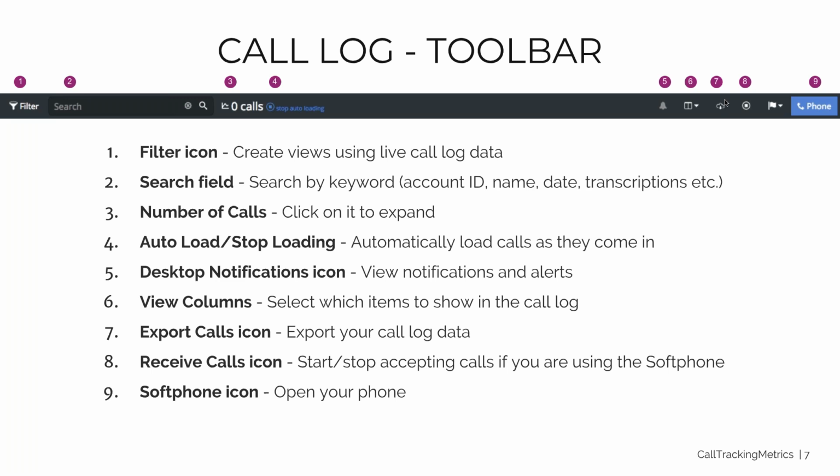Number 7 here, this is going to be the export of the call log. We offer a few different formats where you can export it. We'll be covering that later today as well. Number 8 here, this is a receive calls icon, so you can start or stop accepting calls at any time. And then number 9 here, this will pop out the soft phone. So we can take a look at what that looks like inside the call log and give you a quick demo of these features.